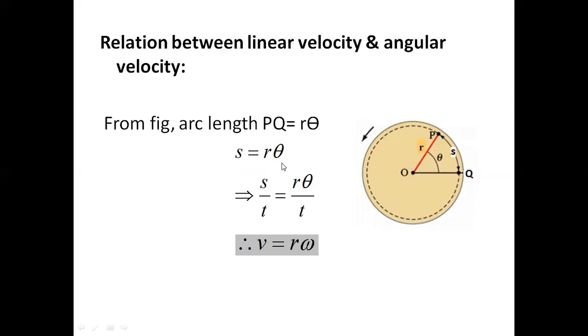Now divide on both sides by t. Then S by t is equal to r into theta by t. But we know that S by t is nothing but the rate of change of linear displacement, which is linear velocity, and the rate of change of angular displacement is angular velocity. If we substitute S by t as v and theta by t as omega, we get v is equal to r omega. So this is the relation connecting linear velocity and angular velocity.